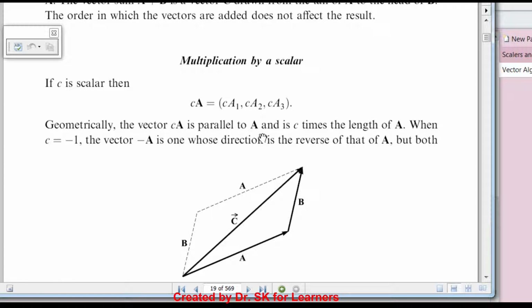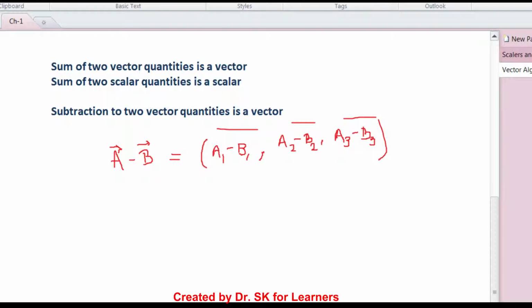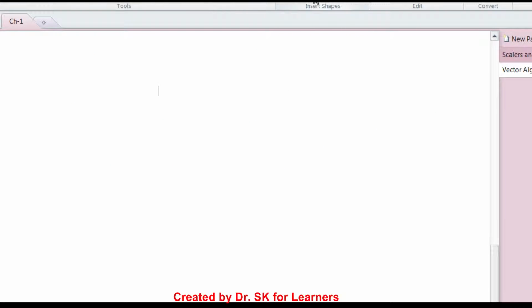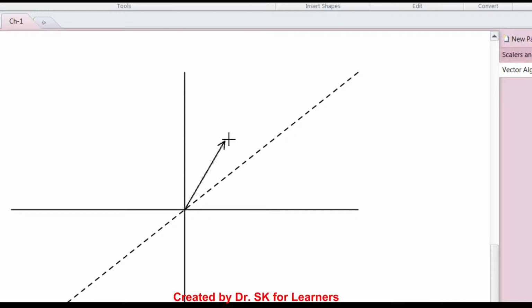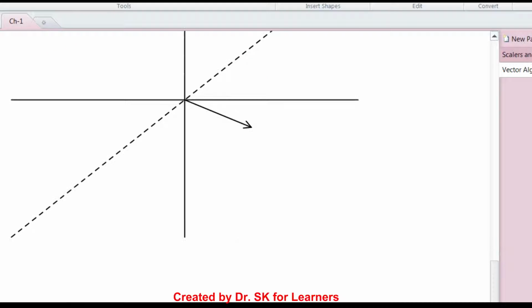So if you see it geometrically, let us see it in the graph. I have axes x, y and z. I had a vector like this, let us say it is A, and now I am trying to make another vector which is 2 times A. 2 is a scalar quantity, so it will be multiplied with A vector's x, y and z components.